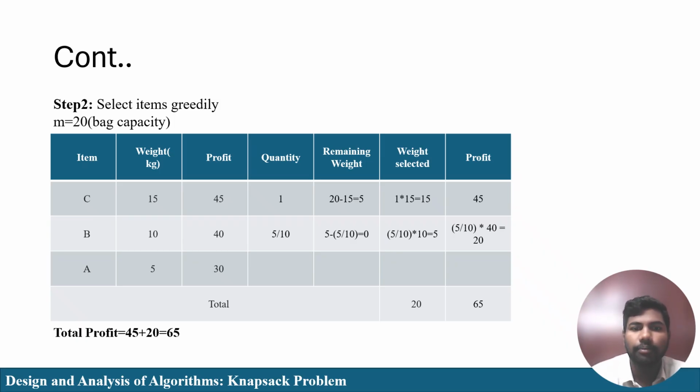The weight of the bag is 20. The weight of the first item is 15. The first item can fit in the bag and the remaining weight is 5. The profit of the first item is 45. From the remaining weight, we have to insert the second item, but the second item's weight is 10. So a fractional amount of the item will be inserted, that is 5 parts of 10. So the profit is 20. The total profit obtained by greedy on profit is 65.